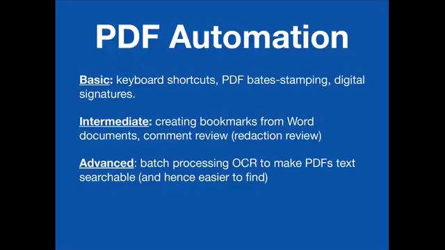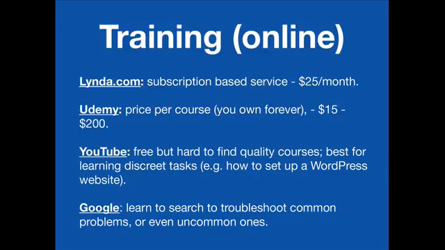Intermediate automation is creating bookmarks, doing comments, doing redaction review, and then you get to advanced PDF processing, where you can search a batch of PDFs, or you can make them all text searchable, which is what OCR basically means. It stands for optical character recognition, but basically means to make a scanned piece of paper text searchable. So that lets you find information more quickly, and that's important. So those are the kind of skills that you need to develop and work on if you want to take advantage of PDF automation.